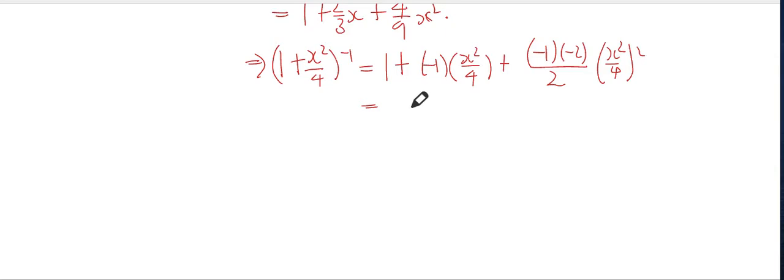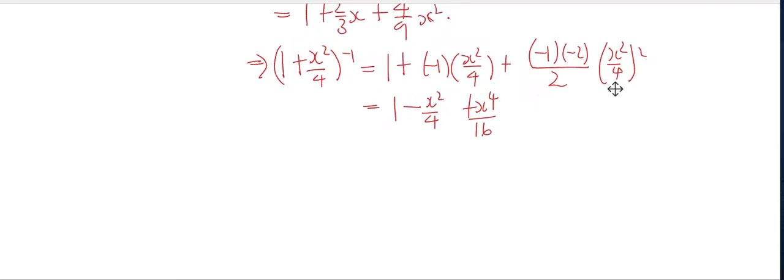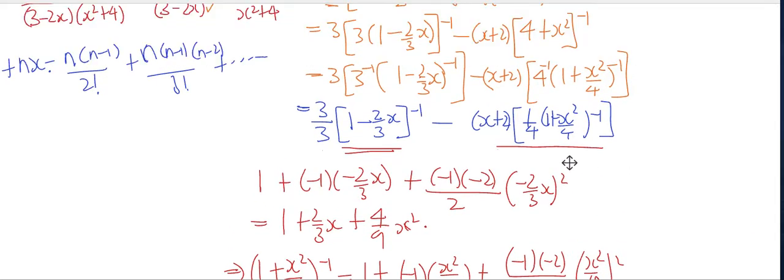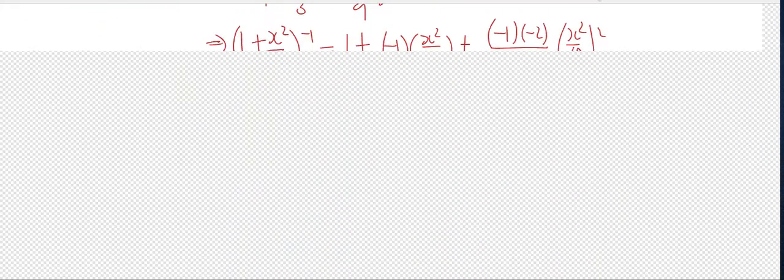what do you get? You get 1, minus x squared over 4, and then positive, since 2 divided by 2 is gone, it should be x to the power of 4 over 16. Now remember, I didn't multiply this by 1 over 4 over here. I did not multiply by 1 over 4, so now I'm going to multiply that by 1 over 4.